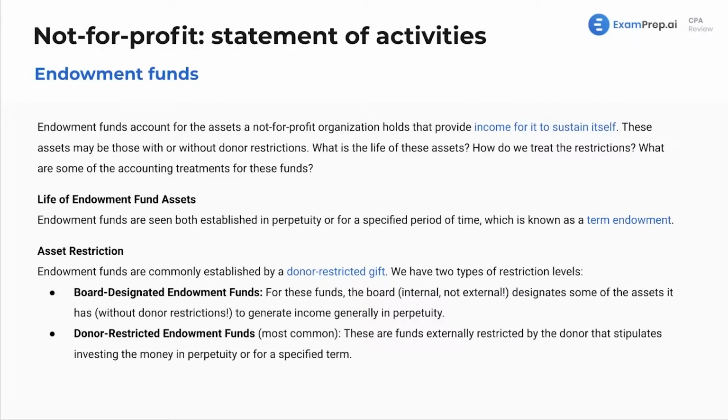Endowment funds. Gotta love them, endowment funds. Well, let's see what we've got here. Endowment funds account for the assets a not-for-profit organization holds that provide income for it to sustain itself.